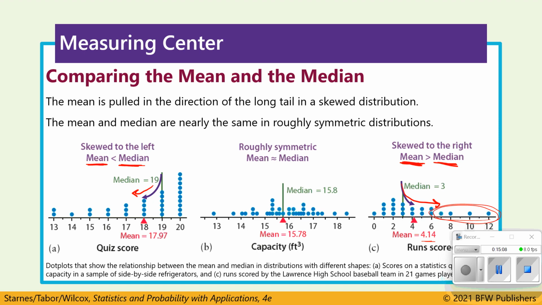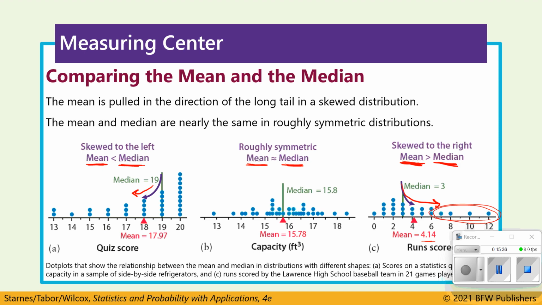Now, for the ones that are roughly symmetric, the mean and the median should be about the same. So we should have about the same data on the left and about the same data on the right. In this example right here, we've got the median at 15.8 and the mean at 15.78. So either one would be a good one to use for this particular one because it's basically symmetric on both sides.